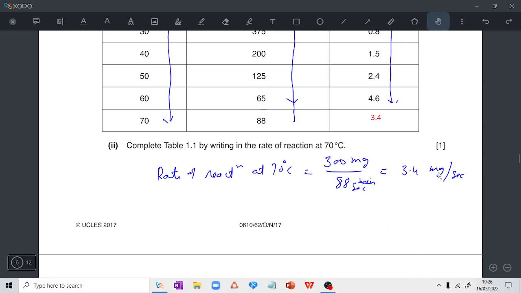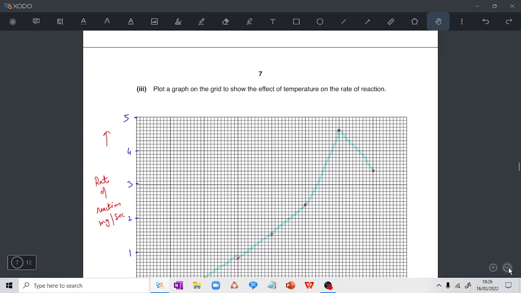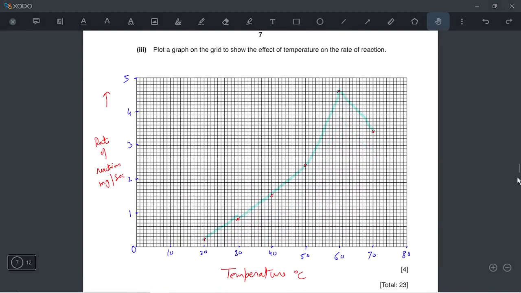So it is 3.4 milligram per second. Now plot a graph on the grid to show the effect of temperature on the rate of reactions. So students, rate of reactions you can put on the y-axis, right, and temperature on the x-axis, because temperature we are changing.